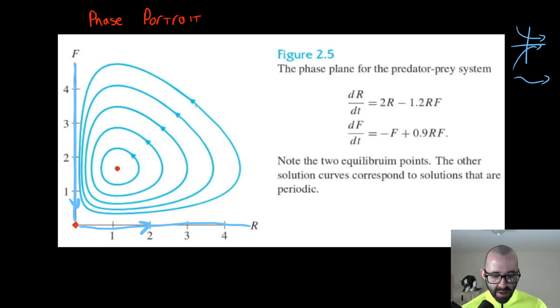And then interpreting them is going to be interesting. We can see what direction they're moving based on how the functions are behaving. And that's pretty much it for phase portraits. A good second way of visualizing solutions to systems of ordinary differential equations.